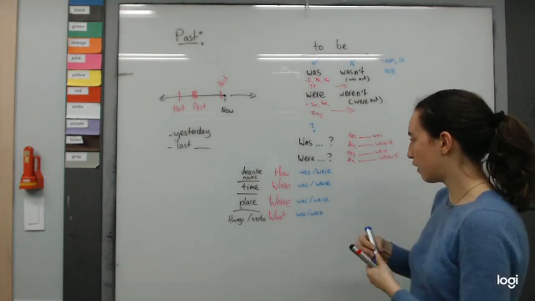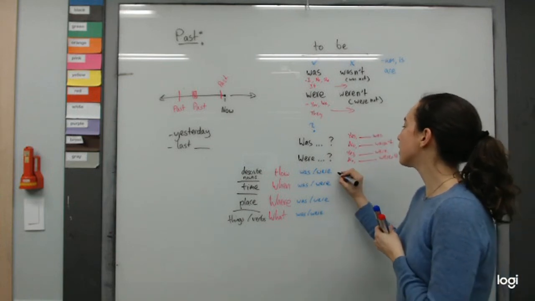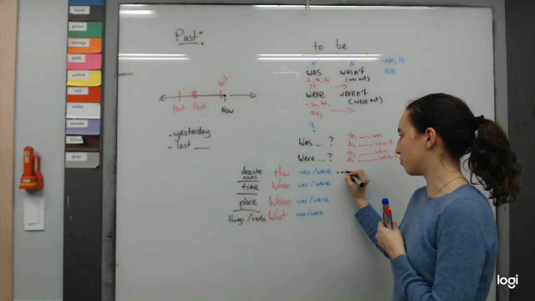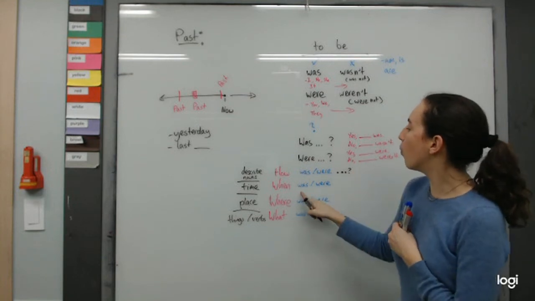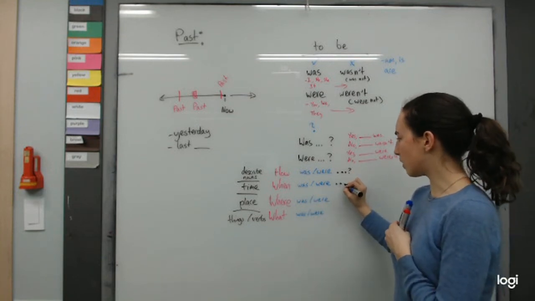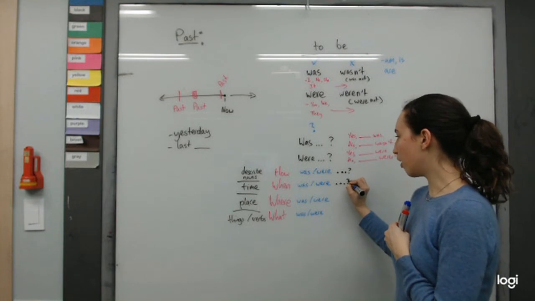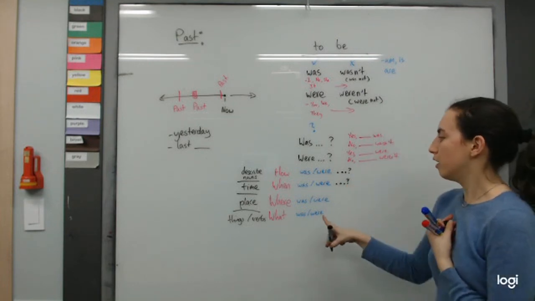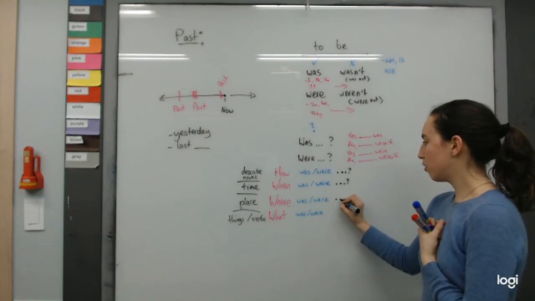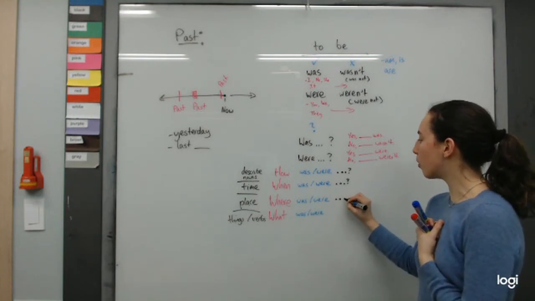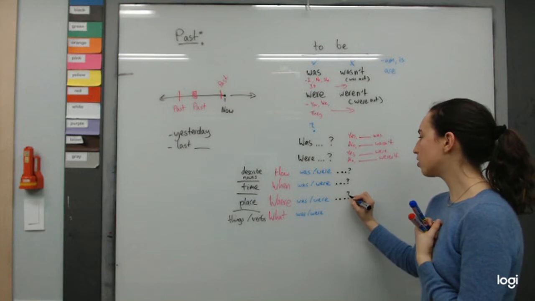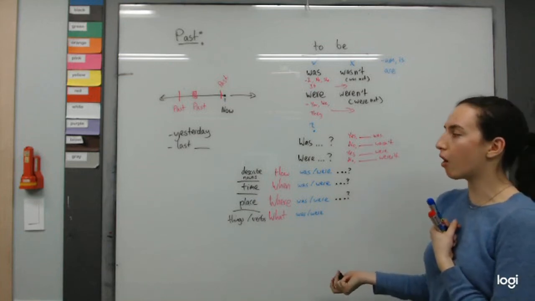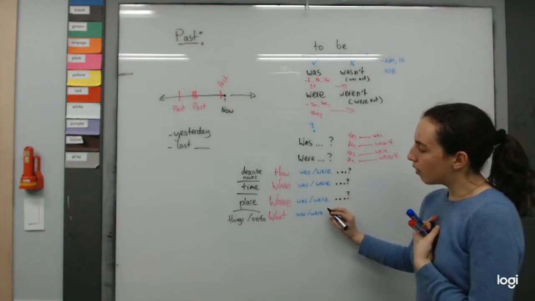And then you can finish the question. How was the movie? Was the movie good? How was the movie? When was the movie? Was it last night? Was it 2 weeks ago? When did you see the movie? Where were you? Where were you? I wanted to talk to you, but I do not know where you are. Where were you yesterday?